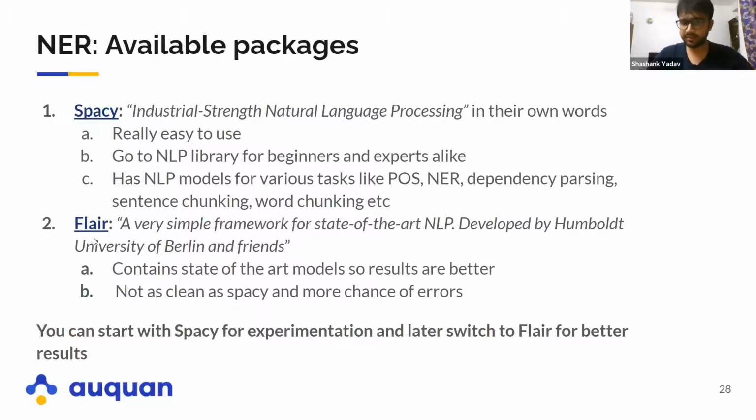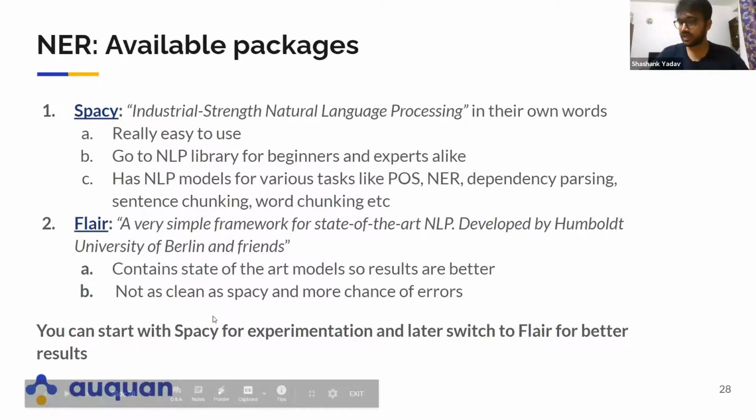Then there is Flair. Flair is a recent one. It is more of a research thing. It is developed by Humboldt University of Berlin and friends. An advantage with Flair is that it contains the most recent models. So if you have tried spaCy and you want to improve your model's performance, you can move on to Flair and you will probably get better results than you have here.